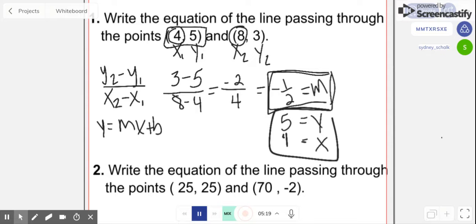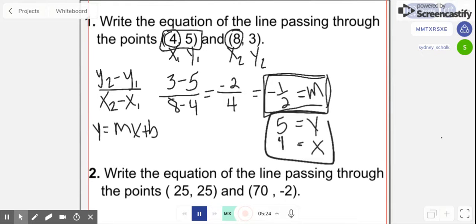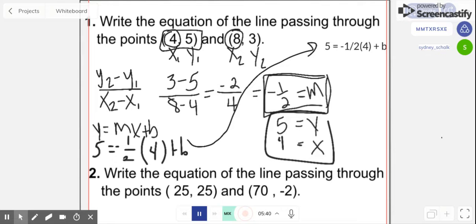All right, so now I'm going to go ahead and actually plug those numbers in. So we said my y was 5. My m was negative 1/2 times my x, which is 4, and I leave my b as it is. We don't know what that is. That's what we want to find. So I rewrote this equation over here so it's easier for us to solve. So I have 5 equals negative 1/2 times 4 plus b.